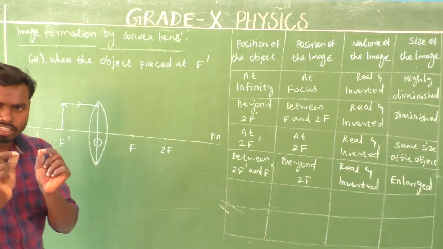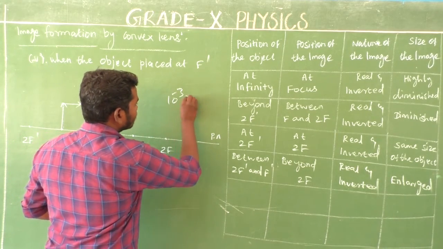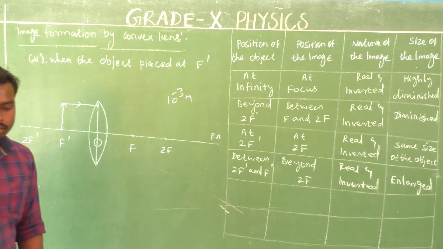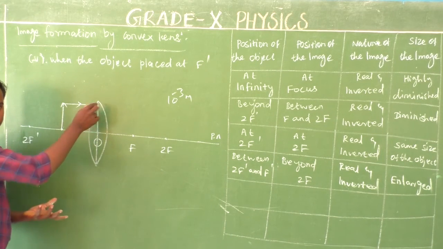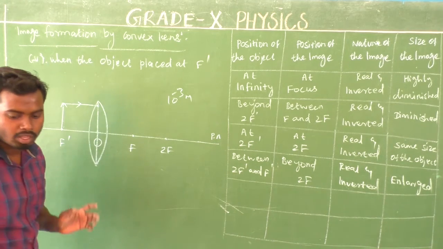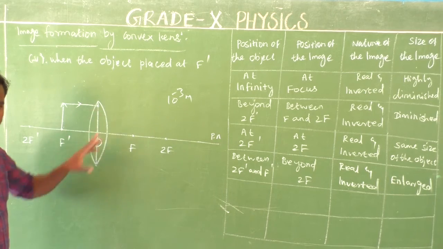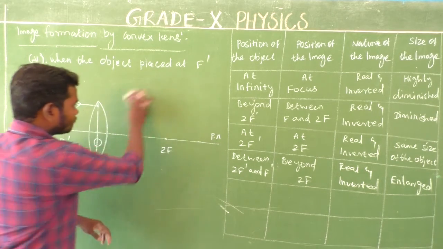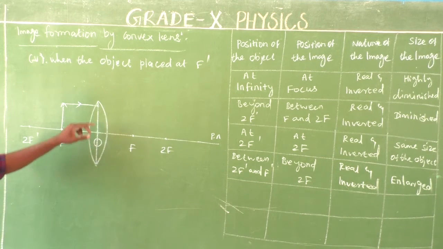Generally the convex lens thickness is very small, in the order of 10 to the power minus 3 meter. So this thickness is a very negligible distance, which means it is equal to 0. Is it clear? That's why I have taken refraction as taking place at the middle point, which means inside the convex lens. Is it clear? Yes. So refraction takes place inside the convex lens. So what will happen? Due to refraction, the ray of light's direction will change.